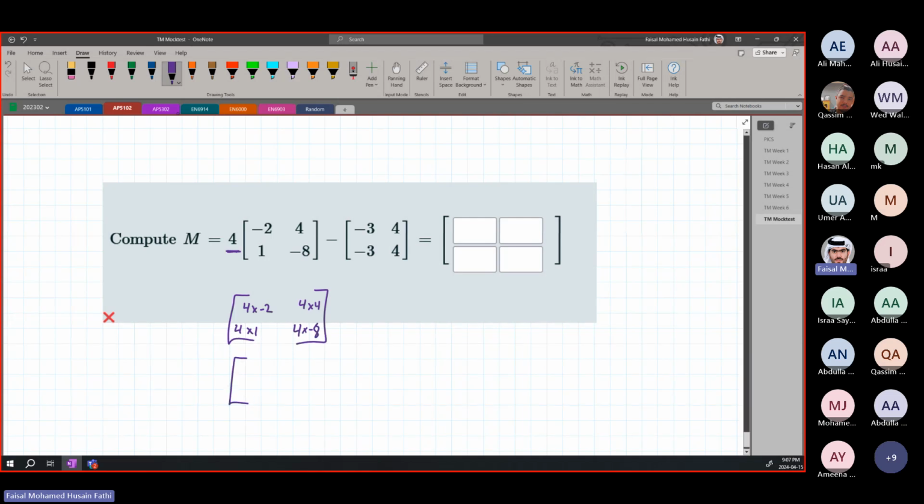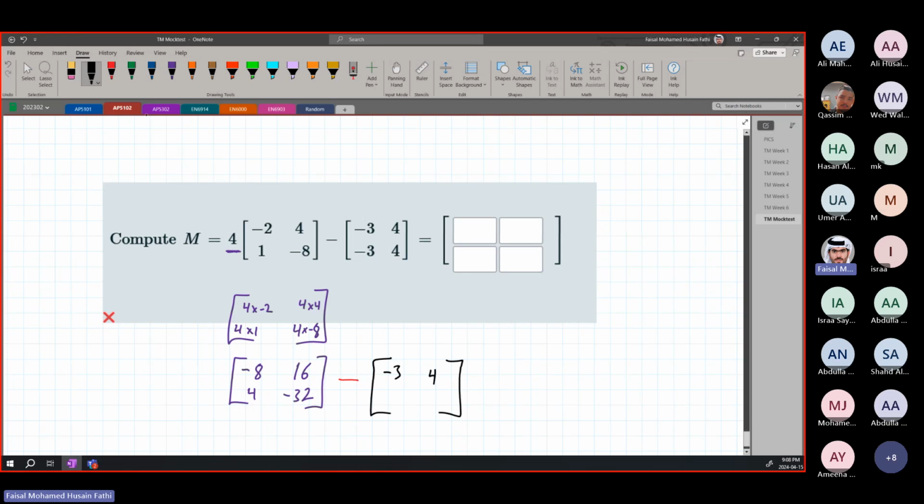So your matrix will be 4 times negative 2 is negative 8, 4 times 4 is 16, 4 times 1 is 4, and 4 times negative 8 is negative 32. Okay? And for minus, all right, just be careful with the minus. If it's minus, you're going to have to do subtraction, not addition, or you can just distribute the minus inside, whichever method is more comfortable with you guys.